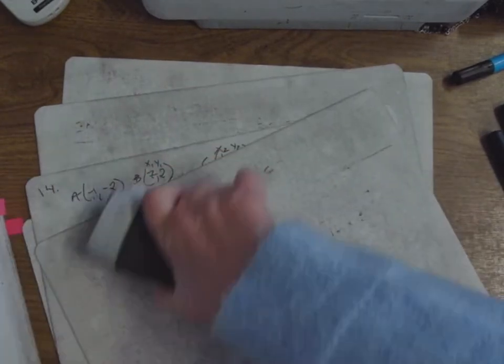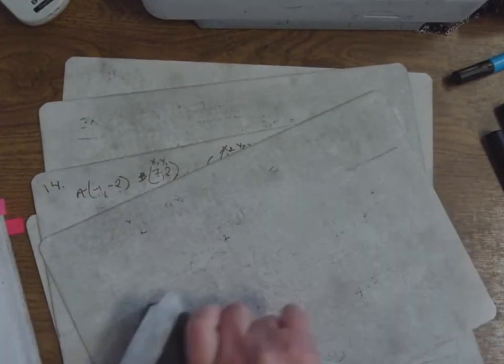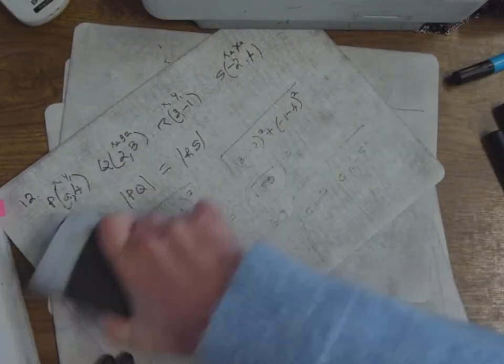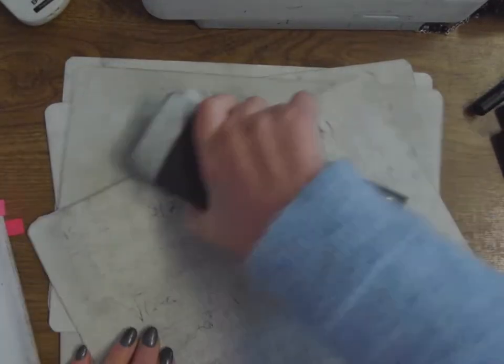Area of a triangle is a new formula this year. Okay, and it's just a formula. So there isn't a lot to it.